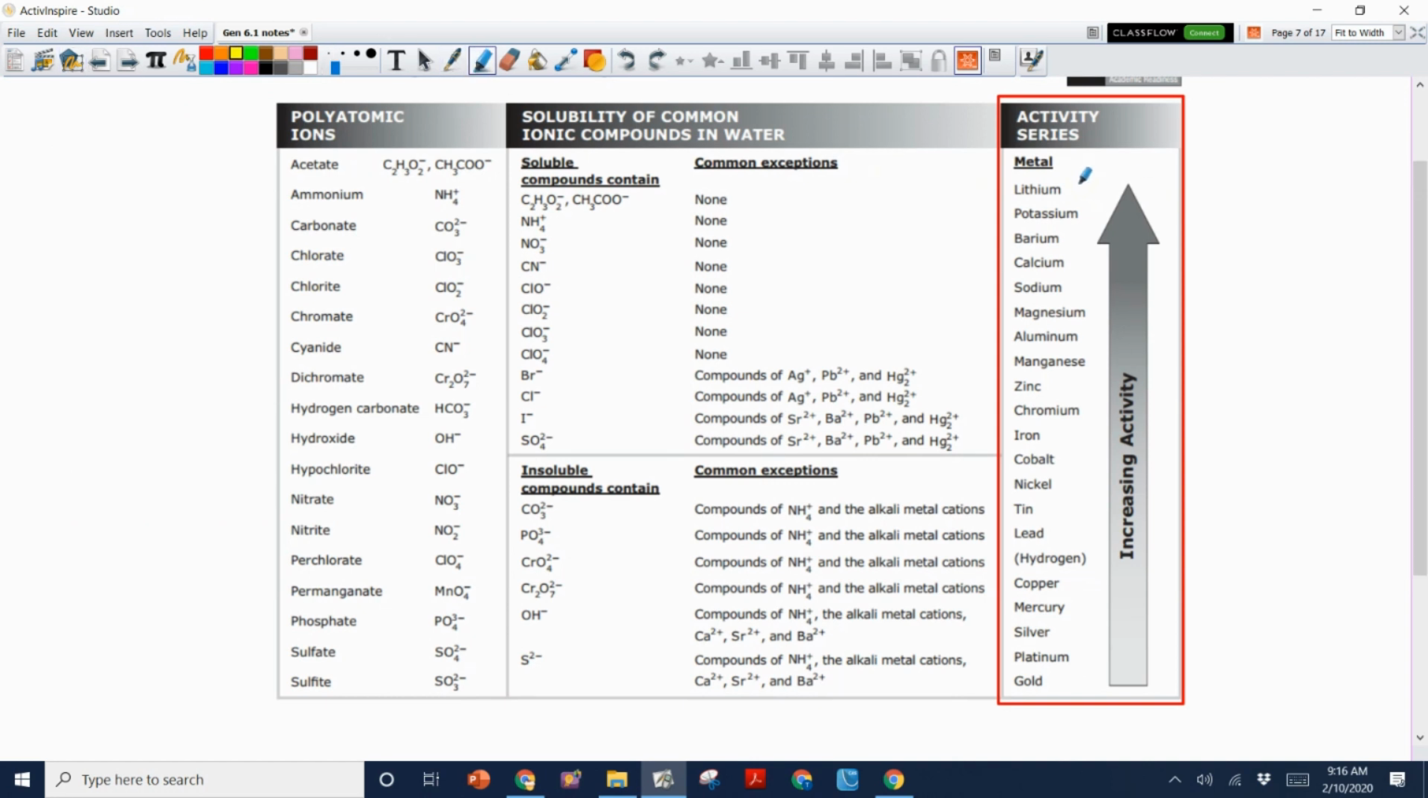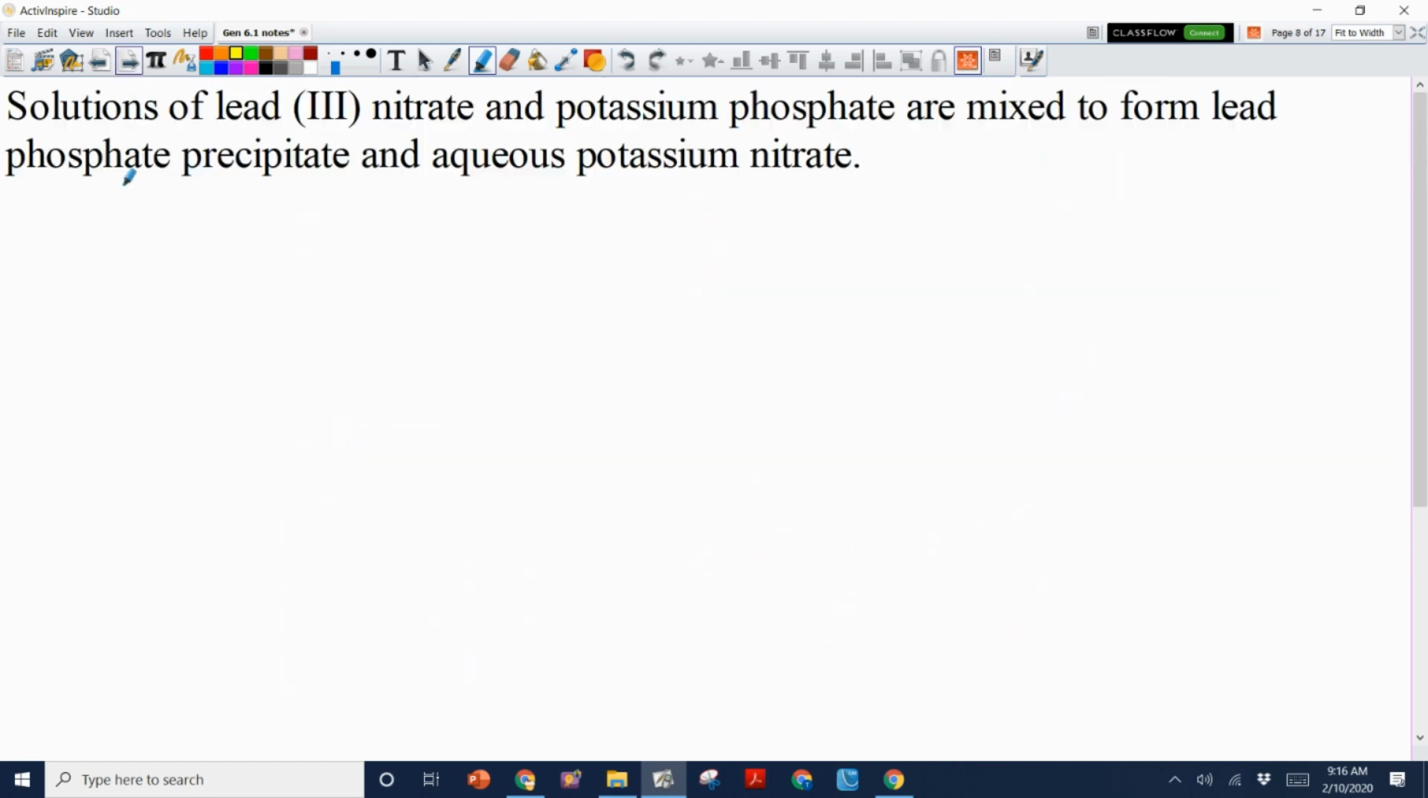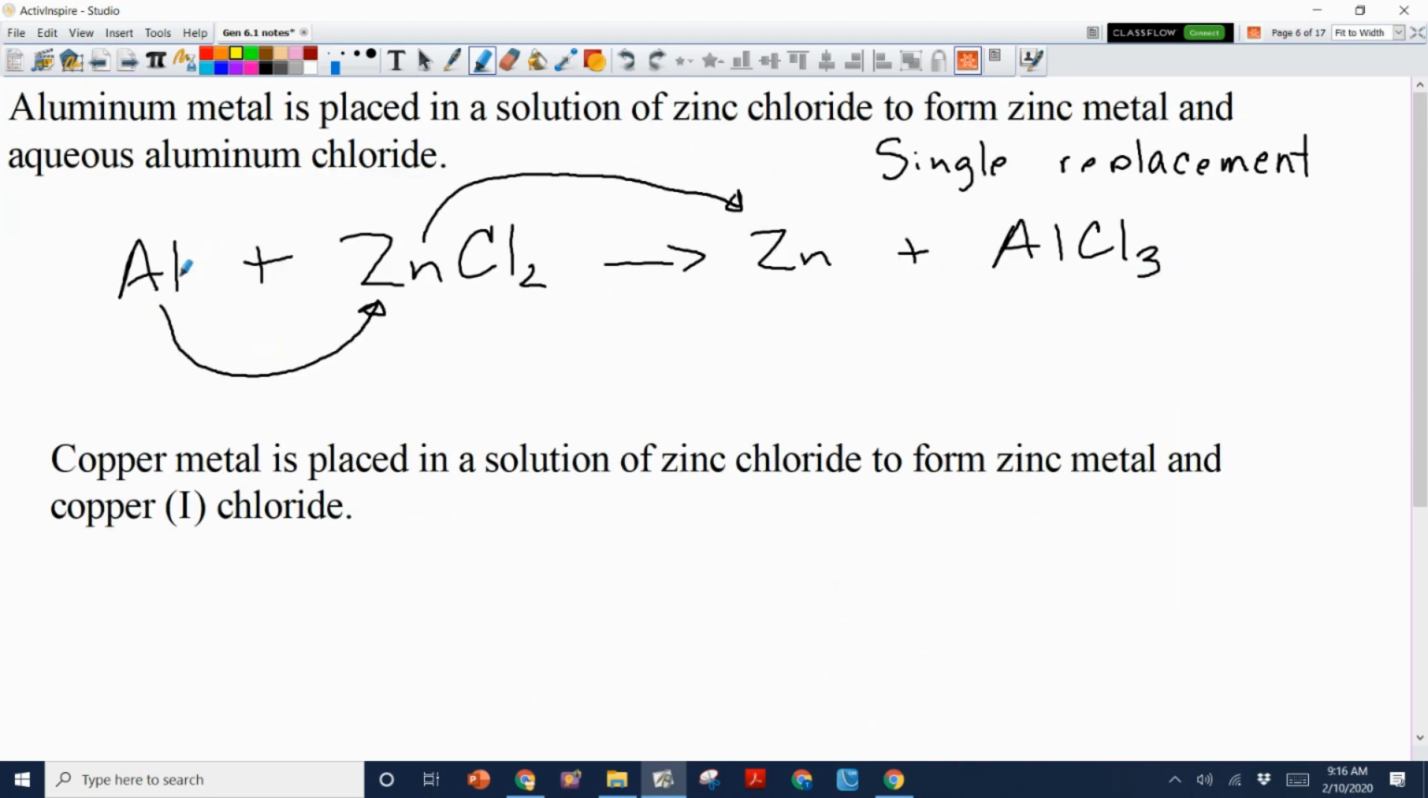Okay, so let's find aluminum and zinc. Here's aluminum right here, and zinc is right here. Okay, so increasing activity. So aluminum is more active than zinc. Aluminum is a more active metal than zinc. So what that means is aluminum can kick out zinc. Okay, let me go back. Aluminum is able to kick out zinc because it's stronger.